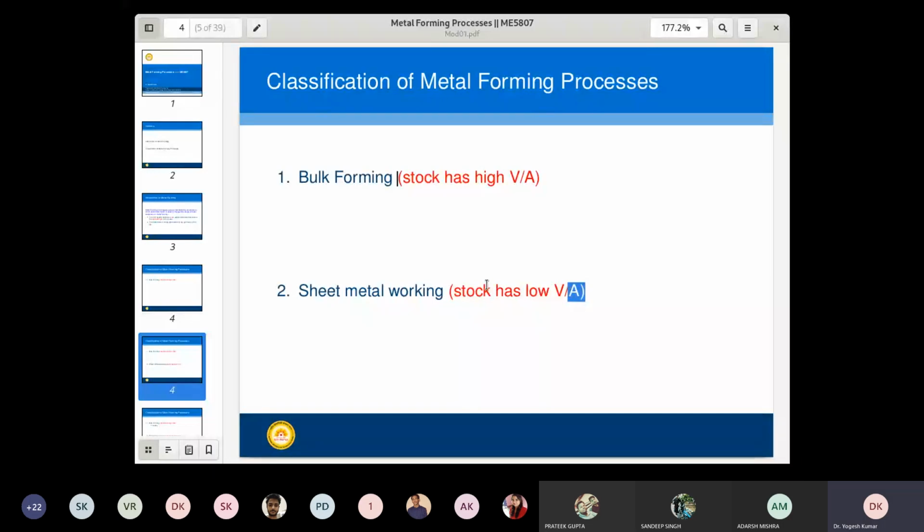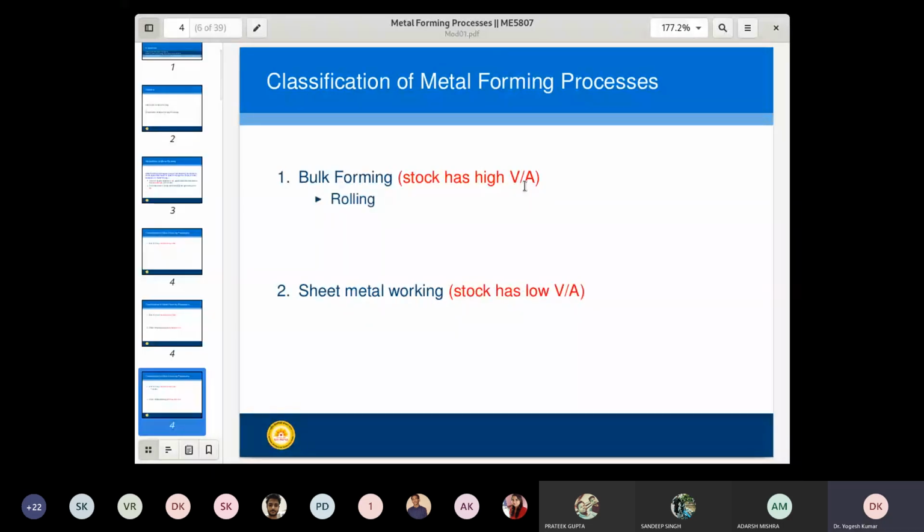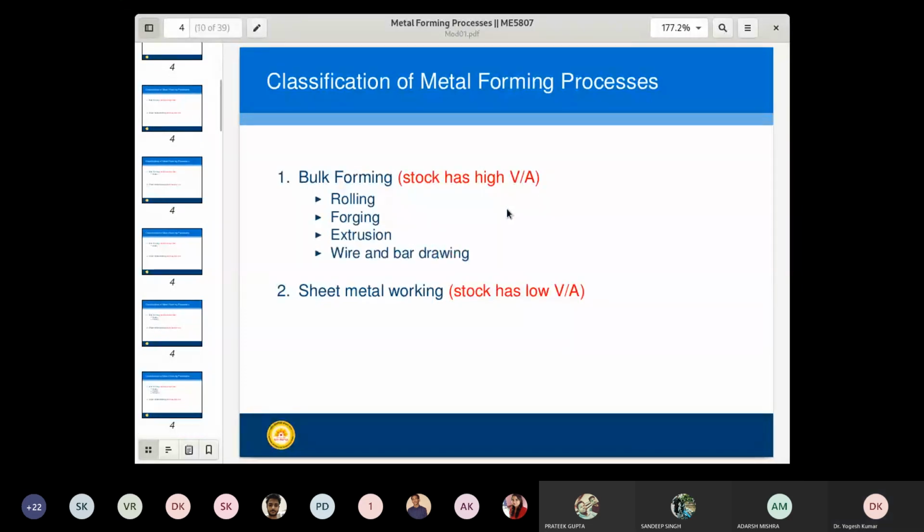So in the case of sheet metal working processes, the volume upon area ratio is low. Okay, so this is how bulk metal and sheet metal working processes are classified. Under bulk forming processes, there are a number of processes: rolling, forging, extrusion, then wire and bar drawing. We will discuss these processes in today's lecture. And under sheet metal working processes, we have bending, deep drawing, and cutting.